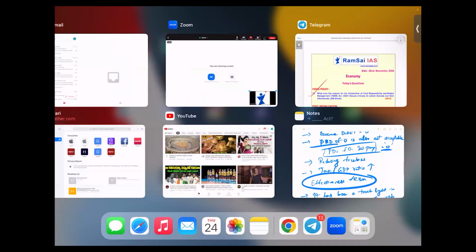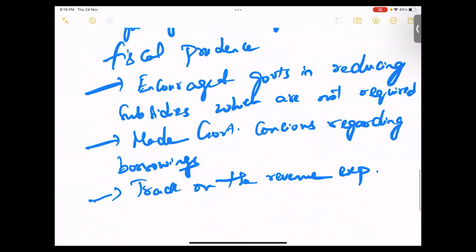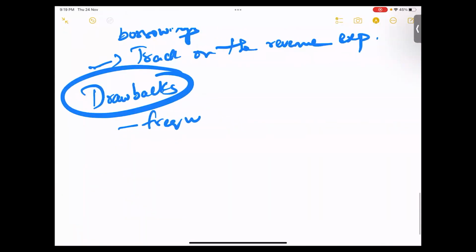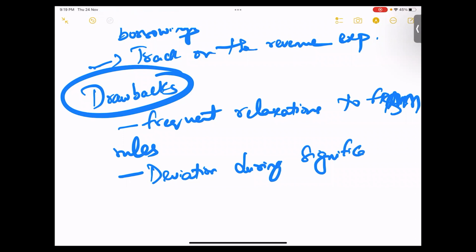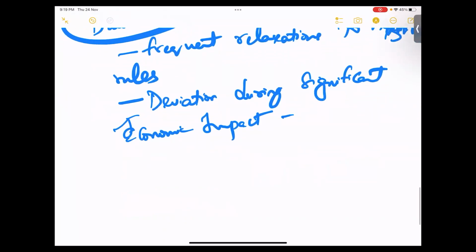So what are the drawbacks? Frequent relaxations to FRBM rules, deviation during significant economic impacts like COVID-19, recession, etc.